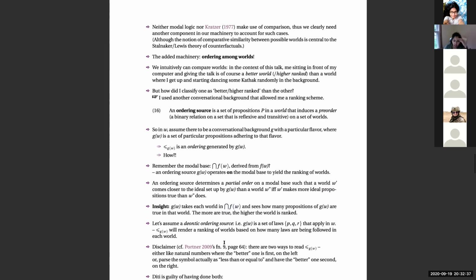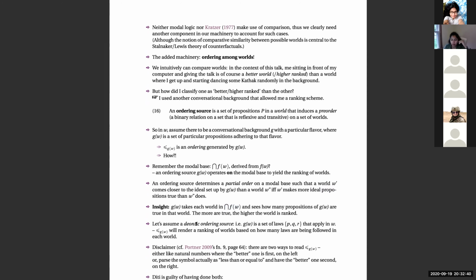Here is an example. If you assume a deontic ordering source, then GW is a set of laws. If you assume an epistemic ordering source, GW will be a set of facts that you know. If it's a bouletic ordering source, then GW will be a set of desires, etc. So GW, just like FW, can have multiple flavors. Now this symbol is showing you that there is going to be a pre-order based on this set of propositions.